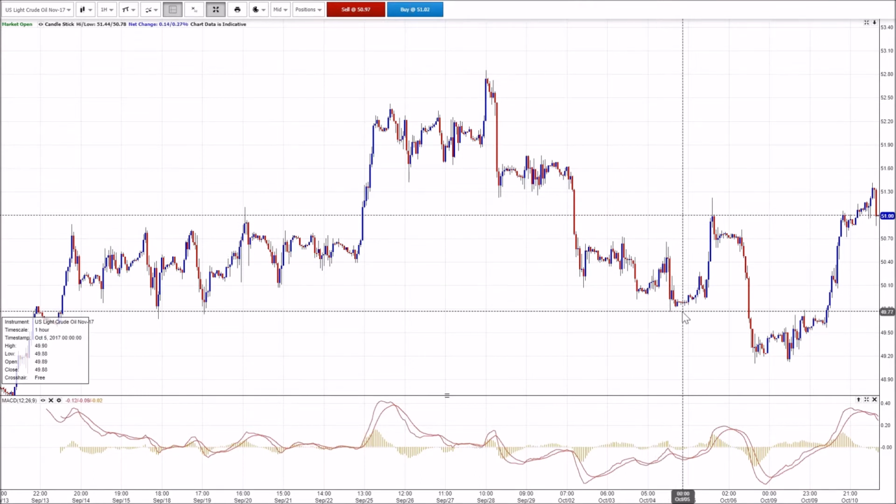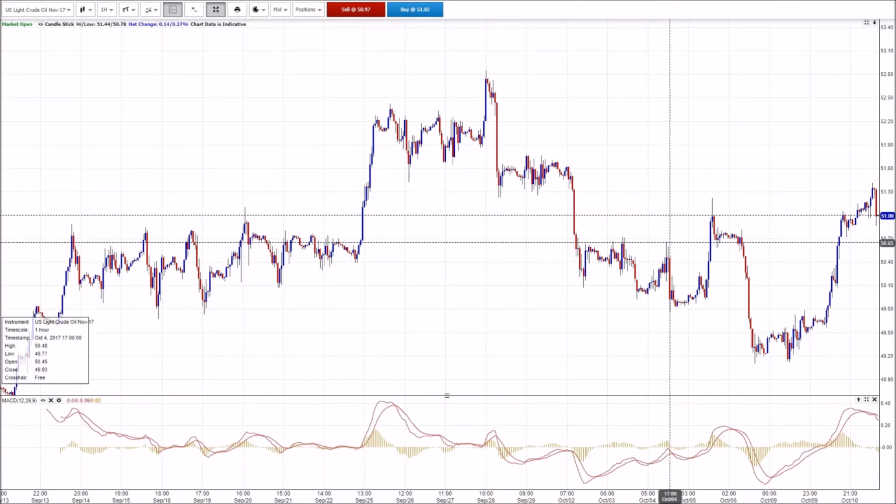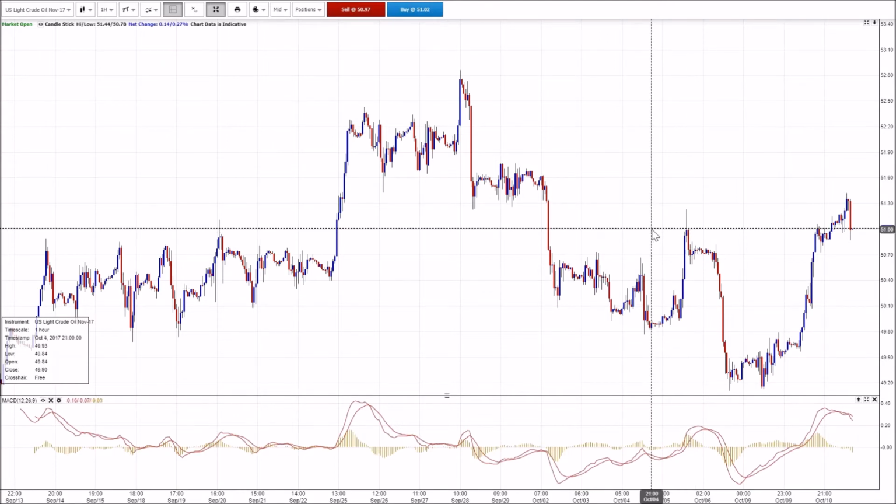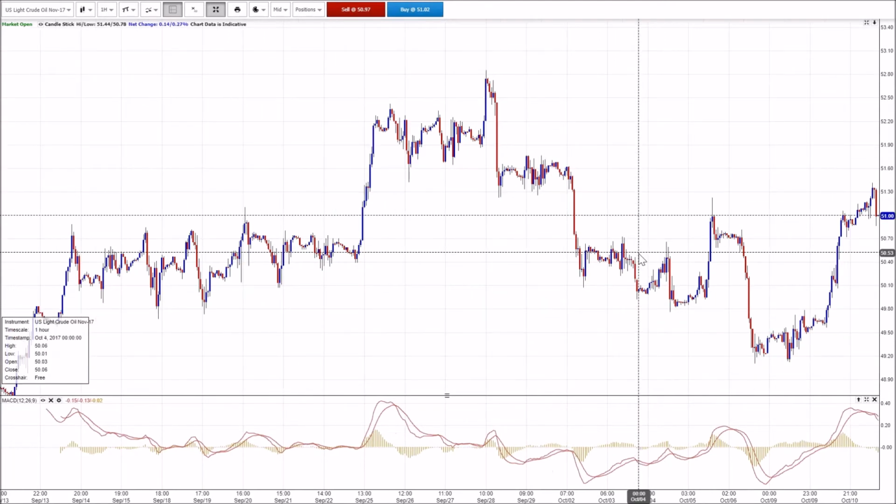This was a quiet day, and the market went from 49.77 to 50.65. So even on a day that was dead, the market moves 100 points. So if you're trying to trade oil with a 12-point stop loss, good luck. Good luck with that one. Because I think you do need to give it room to move around.